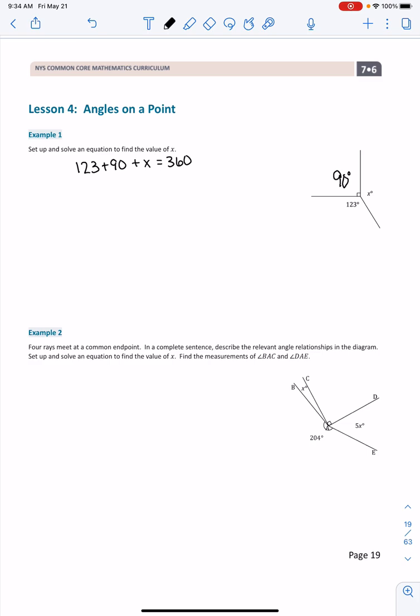So next I'm going to add 123 plus 90, and I get 213 plus x equals 360. Next I'm going to subtract 213 from both sides, and I get x equals 147 degrees.